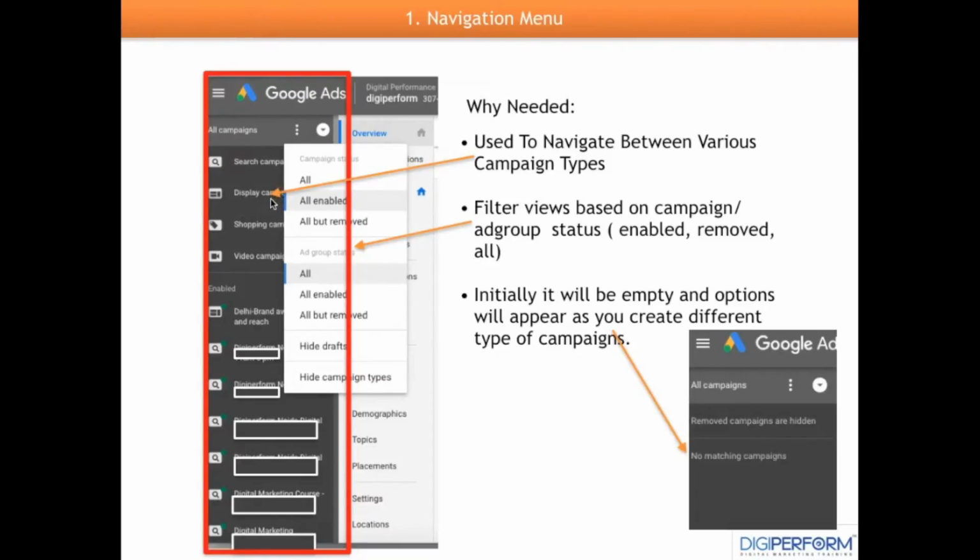You can also click on it and search. If you only want to see the campaigns that are running right now, you can filter by the all enabled tab. If you want to see all, including enabled or removed, if you've deleted certain ones, you can see all. So it helps you filter down your campaigns. If I click on all enabled, I will only see enabled campaigns below. This is the first menu at the top, called the navigation menu.